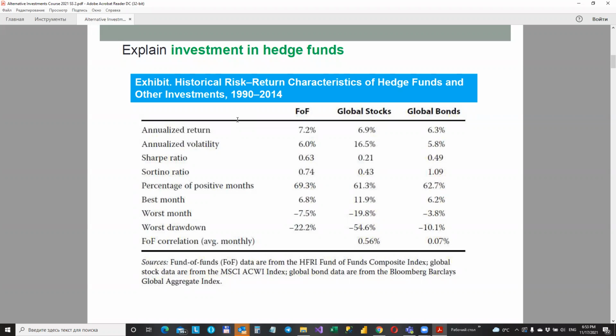However, this HFR Fund of Funds Composite Index reflects the actual performance of portfolios of hedge funds. So, if you're constructing your index only on the actual indexes, you should be aware of the survivorship bias. That means that components of the index that did not perform well were excluded, so the performance of the index is upward biased.